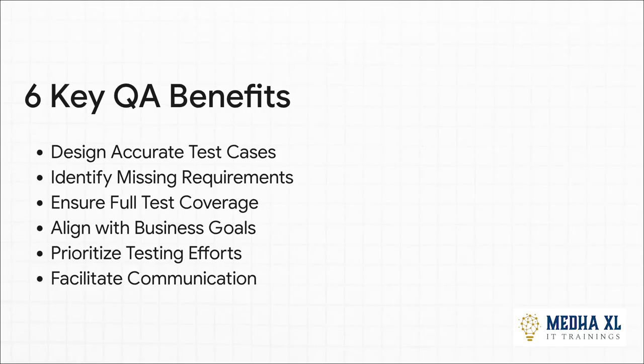Just think about what this lets you do. You're not just writing random test cases anymore. You're designing accurate ones. You're not sitting around waiting for bugs to pop up. You're proactively finding gaps in the requirements before they become bugs. This kind of clarity lets you connect with the business goals, figure out what's really important to test first, and talk to developers with total confidence. I mean, this is the foundation of great QA, right here.